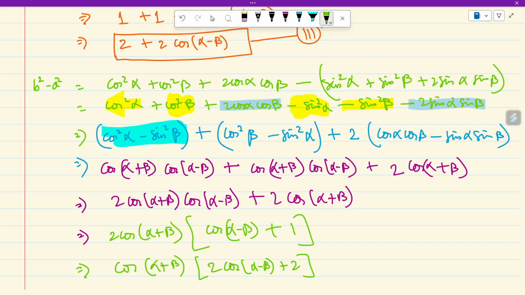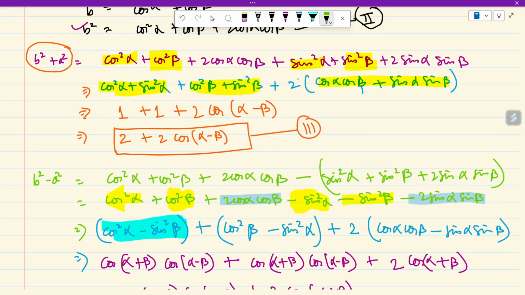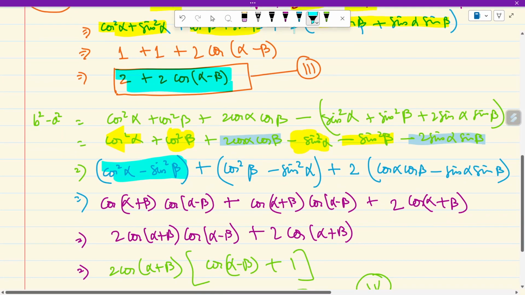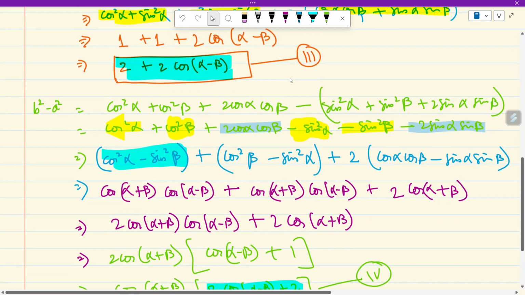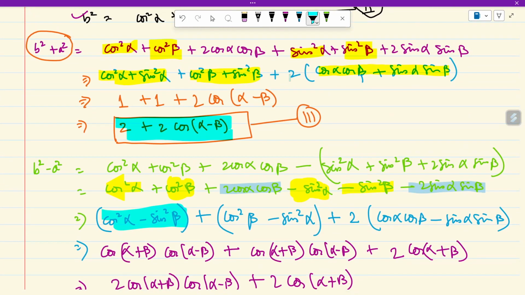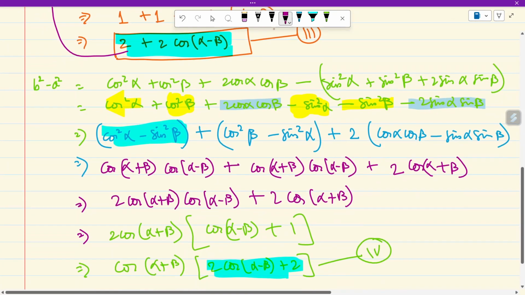Now this is what we are getting, the fourth part. As you can see in the third part, we have got 2 plus 2 cos alpha minus beta, and the same thing is coming here also. That means for this thing we can do the substitution. We can substitute this value with b square plus a square in the fourth part. That is what we are doing.